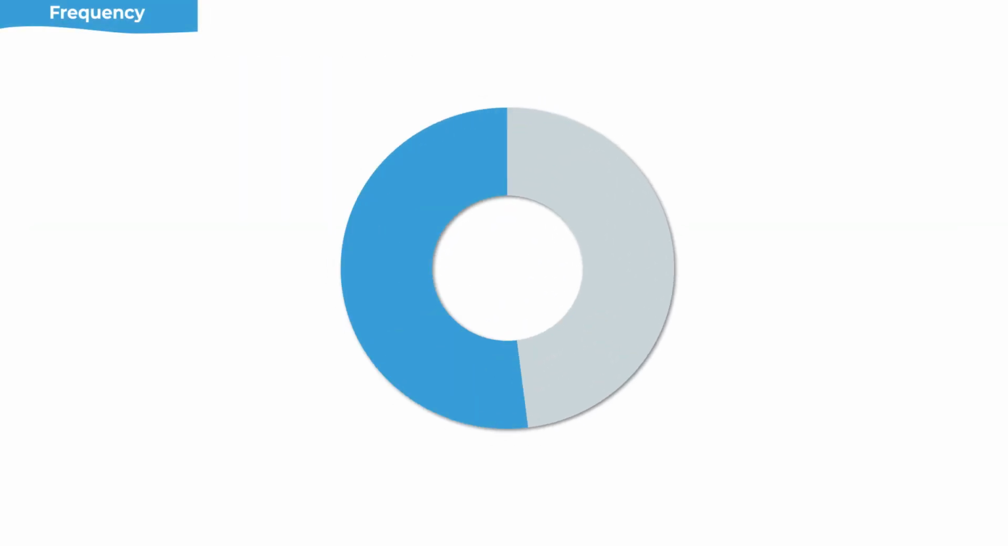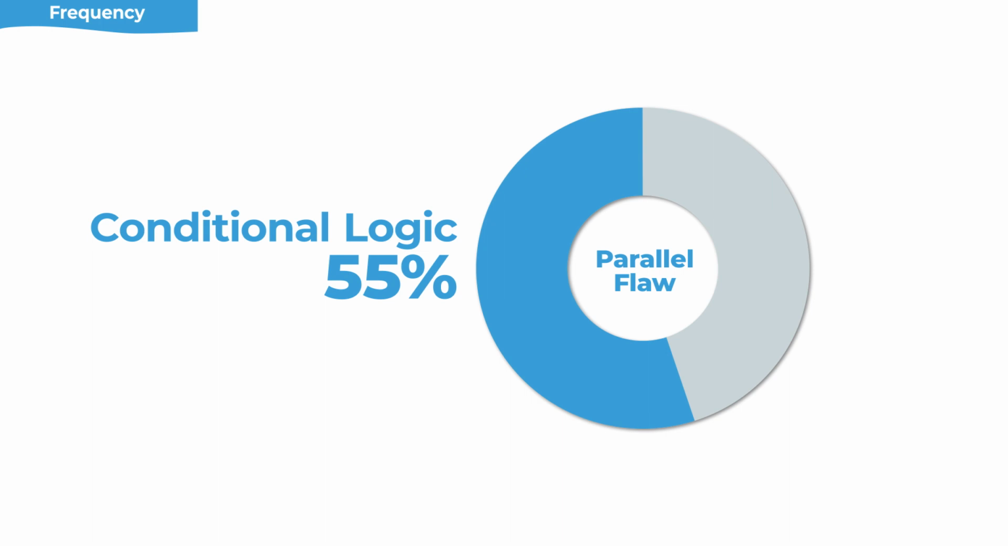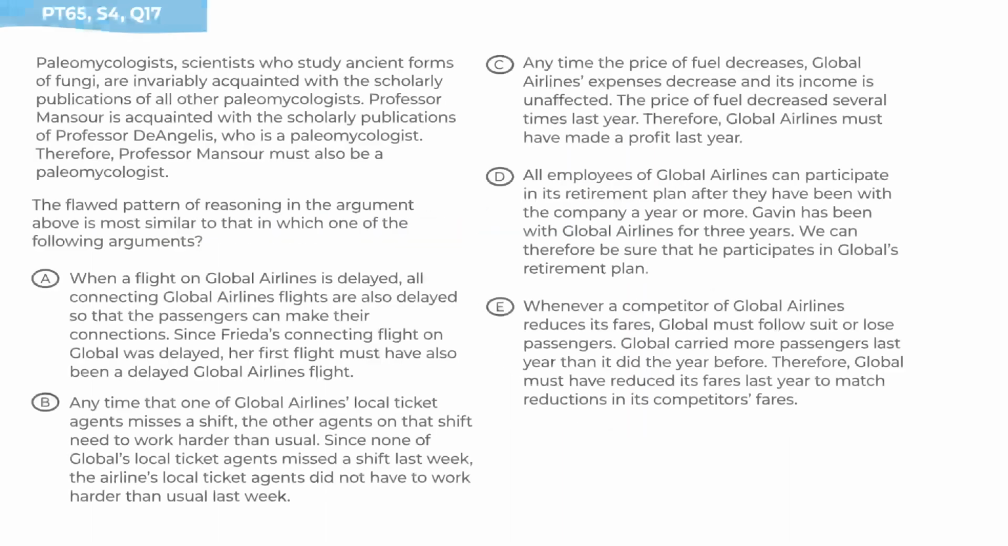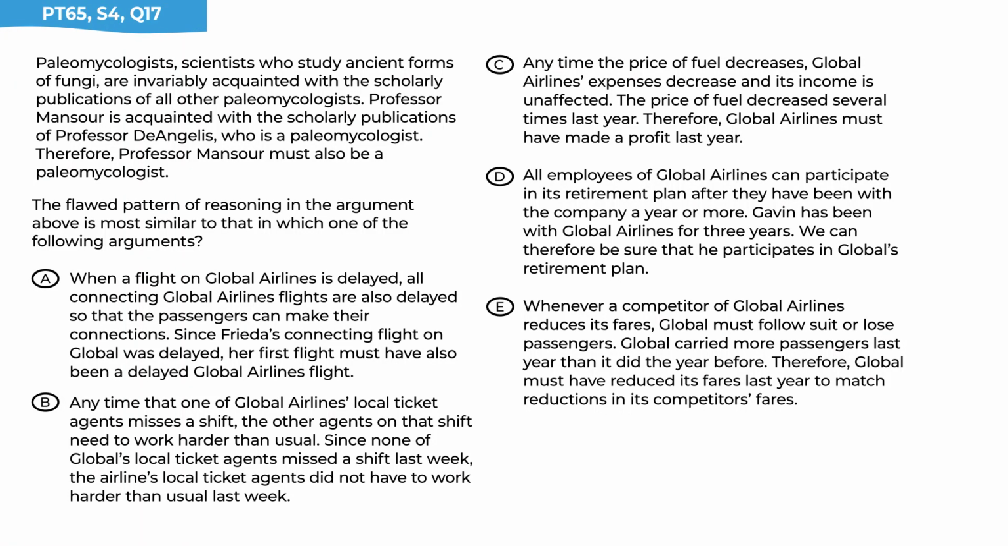Now let's take a look at another example, but one that uses conditional logic, which is still the dominant reasoning structure on parallel flaw questions. Try this question on your own, hit pause, and when you think you've got the right answer, hit play again, and we'll review it together.